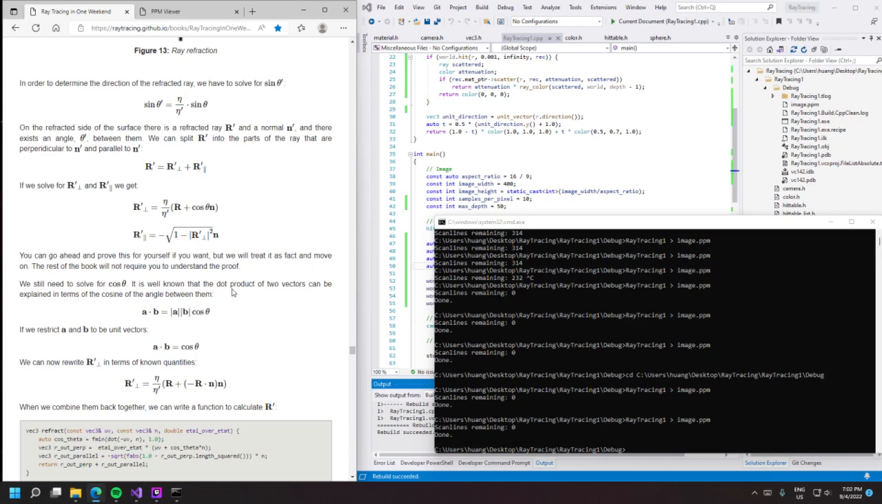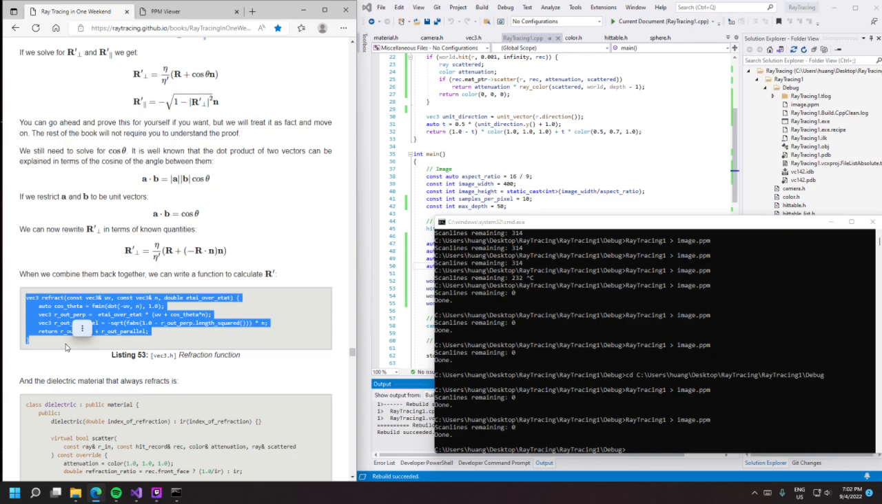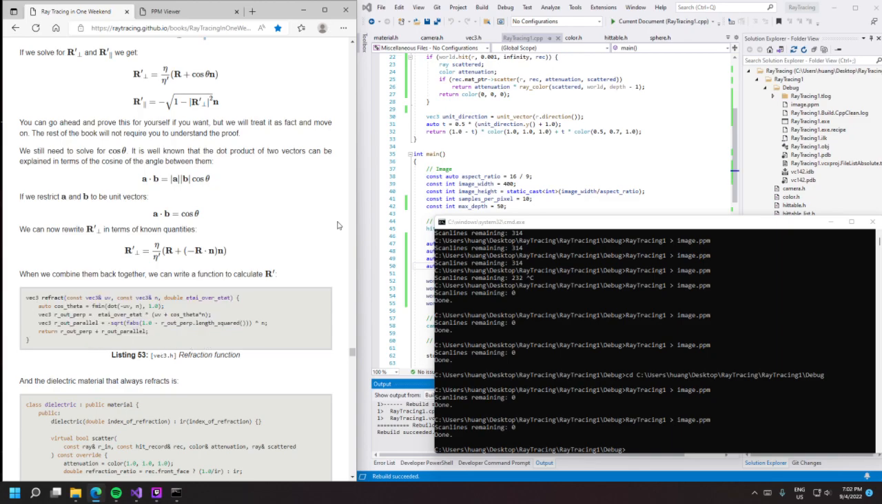It's well known that the dot product of two vectors can be expressed by the cosine. So basically, if they are both unit vectors, A dot product B is just cosine. So we rewrite this, replacing the cosine by the dot product of negative R and n. So we now write a function to calculate that. I'm going to copy and paste this because I think the typos are going to be crazy if I were to just type them myself.